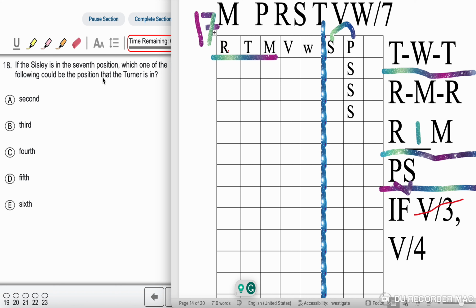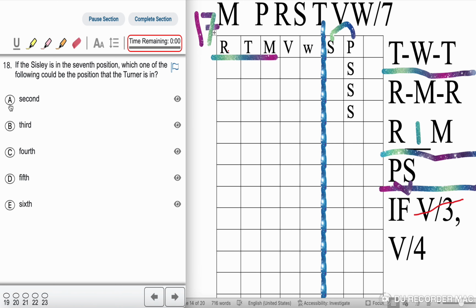So it could be true. T is in the 2nd position. That actually could be true right off the bat. Let's go see. The reason I say this is because you look at this game board right here.